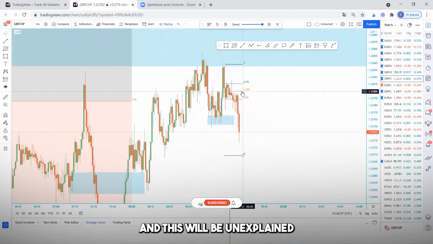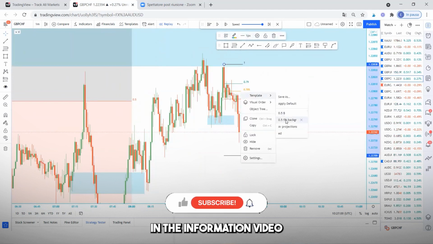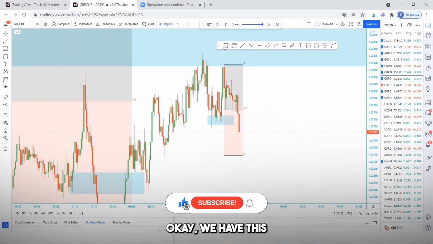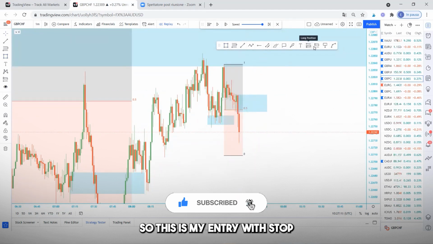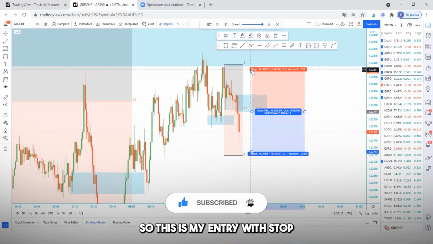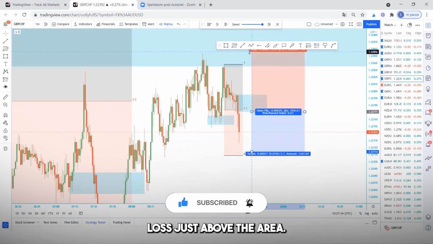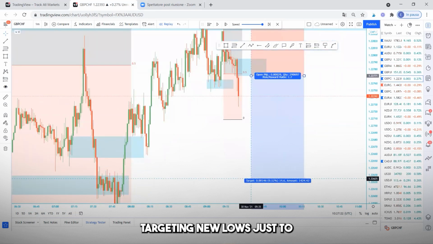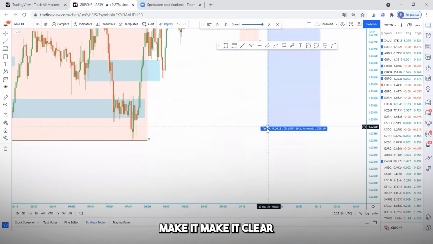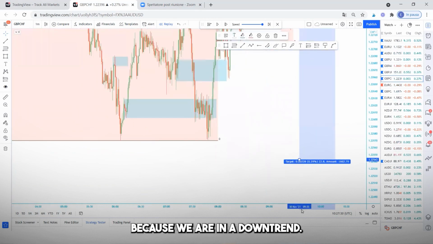Again, this will be all explained in the entry confirmation video. Premium and discount: we have this supply at premium, and so this is my entry with stop loss just above the area. And target, you know how the trade went. Targeting new lows, just to make it clear, because we are in a downtrend.